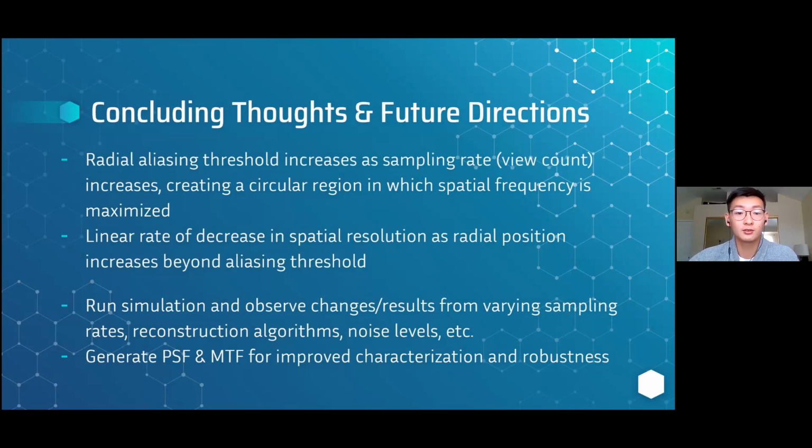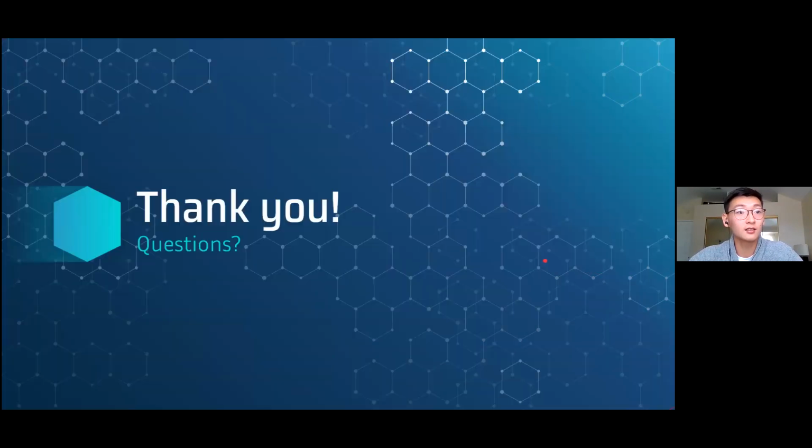Some future directions to further explore this topic would be to run simulations and observe changes from different sampling rates, reconstruction algorithms, and noise levels, and also to generate the point spread function and the modulation transfer function from these images for improved characterization and robustness of the model. Those would be some extensions of our project that we could consider. So that's about it for us, thank you for your attention, and we're happy to take any questions.